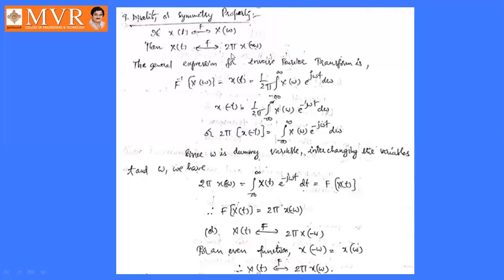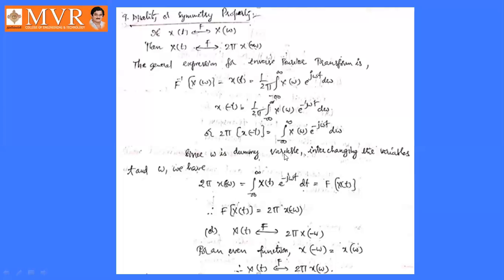The general expression for the inverse Fourier transform is: x of t is equal to 1 by 2 pi into the integral from minus infinity to infinity of X of omega into e power j omega t d omega, right? Similarly, x of minus t is 1 by 2 pi into the integral of X of omega into e power minus j omega t d omega. By cross multiplying, 2 pi into x of minus t is equal to the integral from minus infinity to infinity of X of omega into e power minus j omega t d omega.